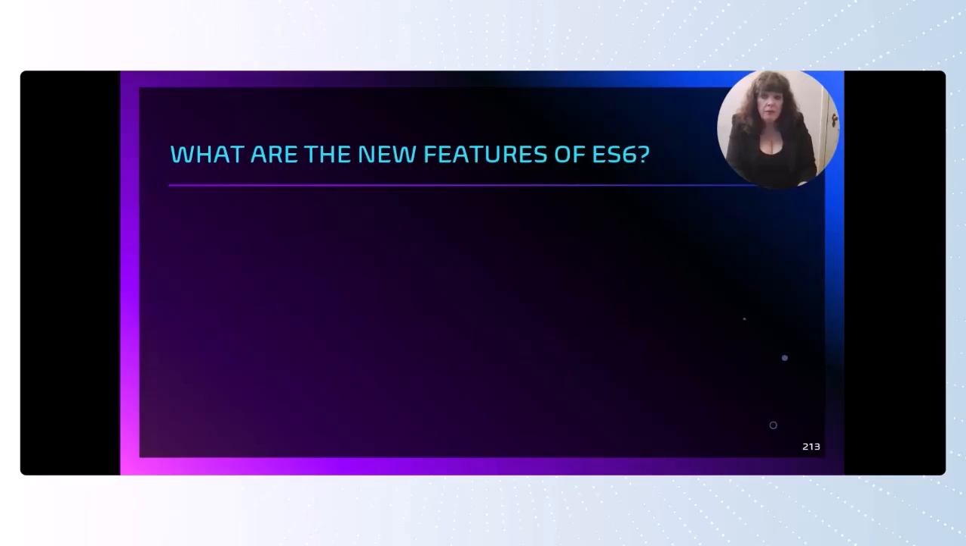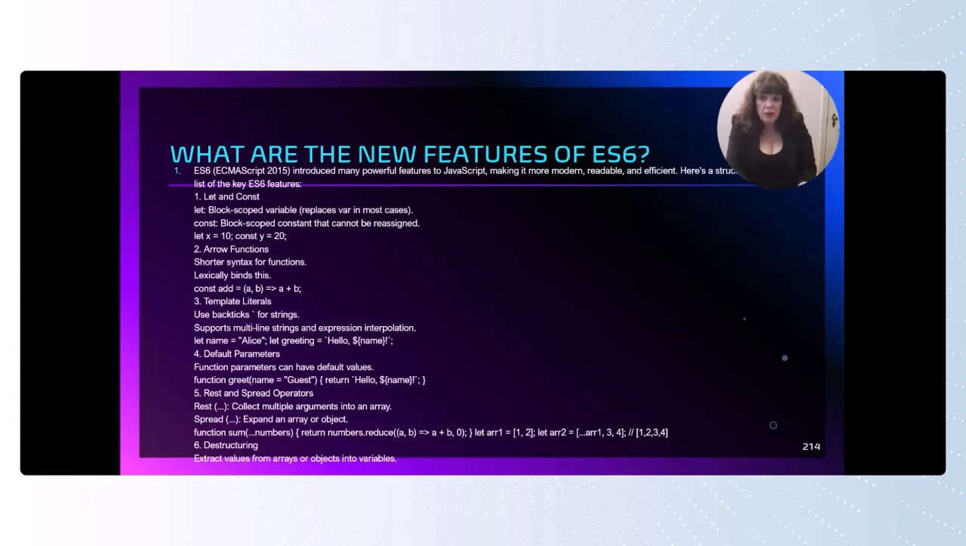What are the new features of ES6? There are several different features. Let and const declarations, let for block scope and const for block-scoped constants. Arrow functions that are shorter syntax for functions. Template literals using the backticks for strings.